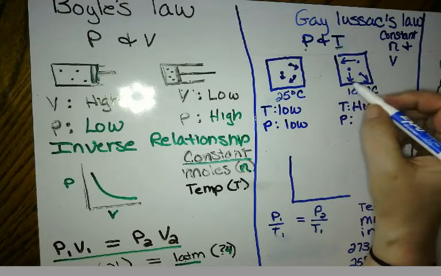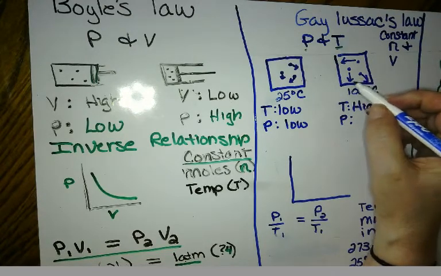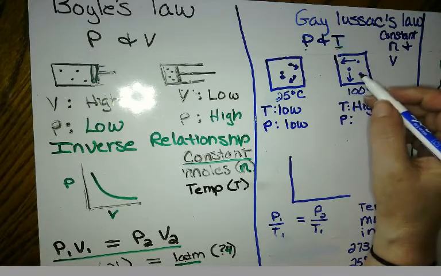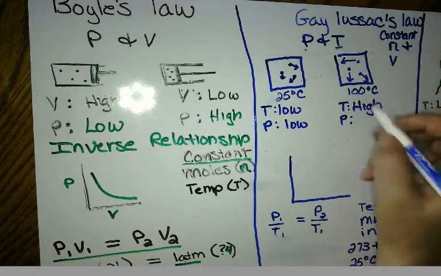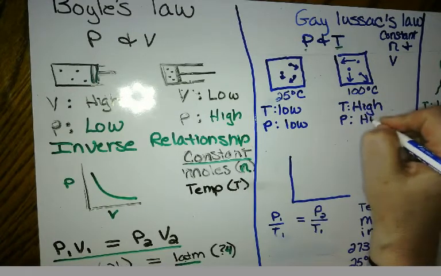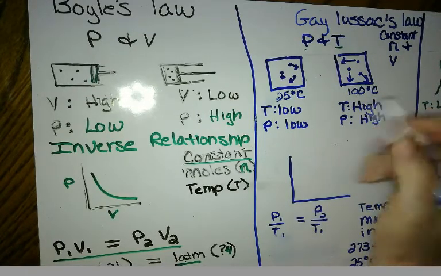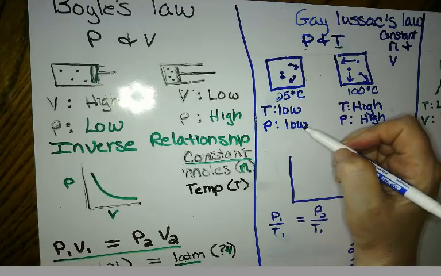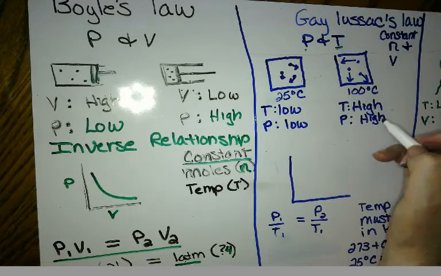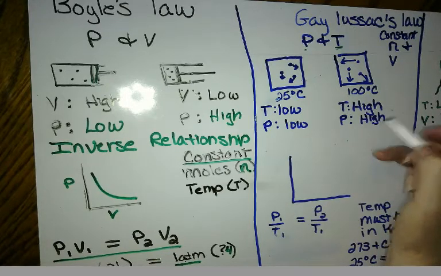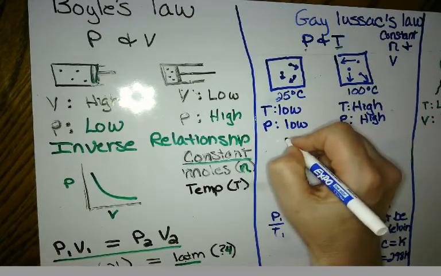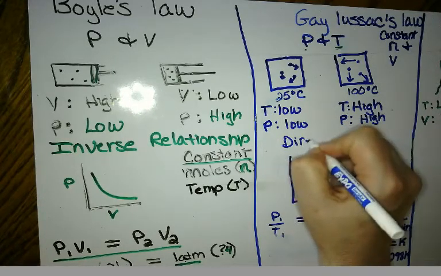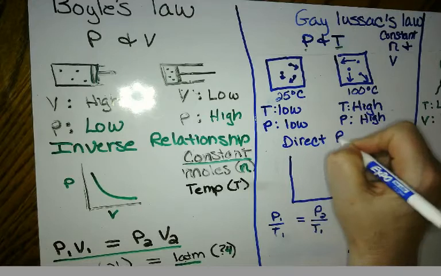If they're moving faster, will I get more or less collisions? If they're moving faster, they'll bounce against these walls more times, so my pressure will be higher. Okay, so if I have a low temperature, I will have a low pressure, less number of collisions. If I increase that temperature, my pressure will go up. This is a direct relationship. Pressure and temperature go up together. Direct relationship.